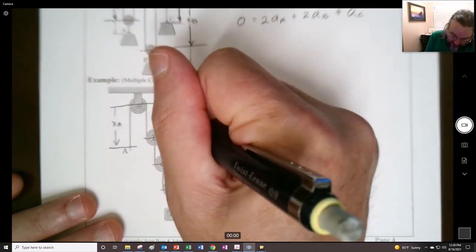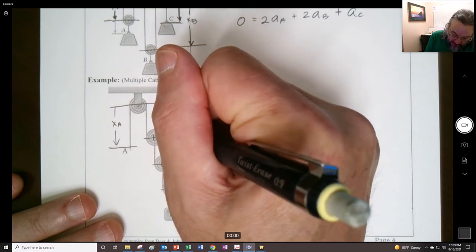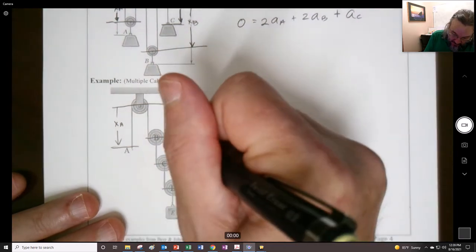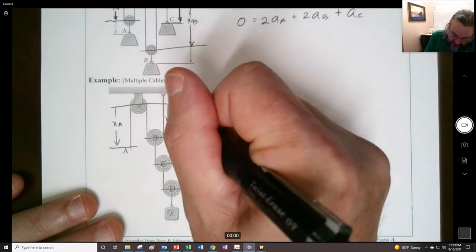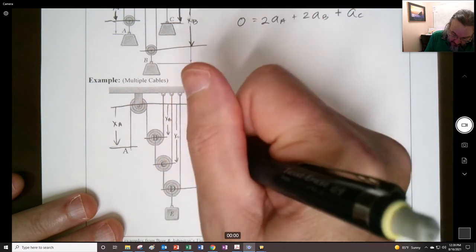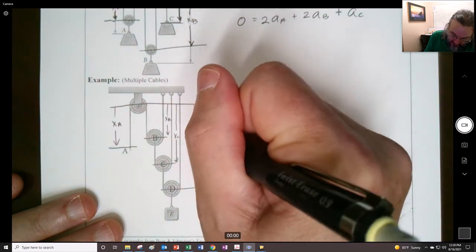And right here is going to be XB. And right to here is XC. Right here is XD.